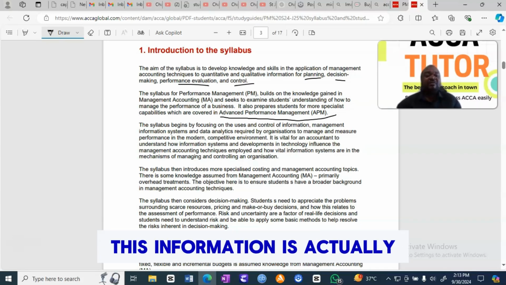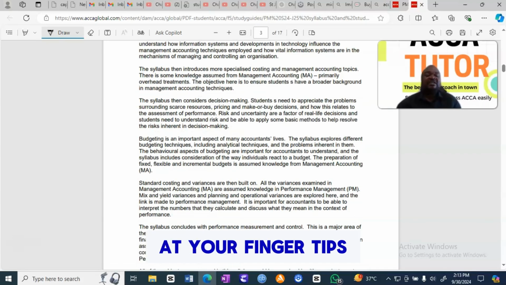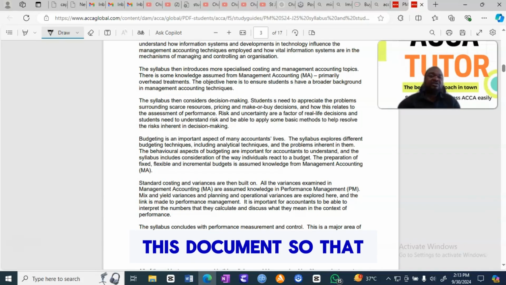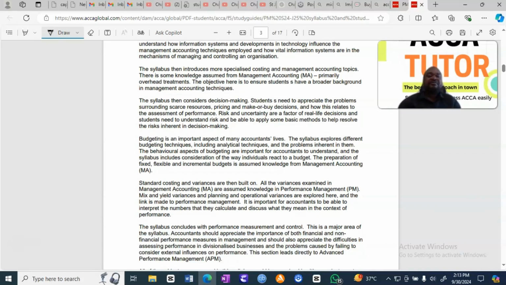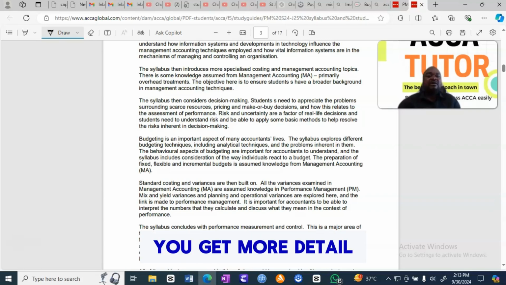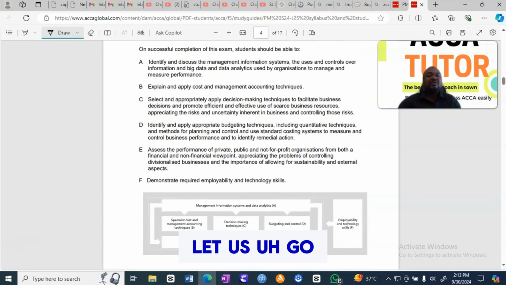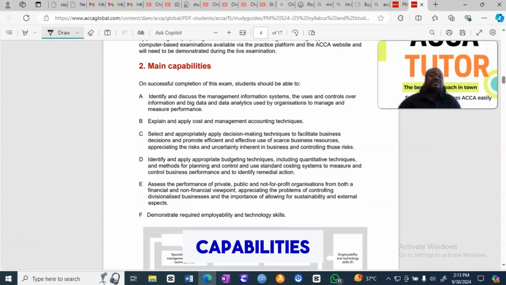Ladies and gentlemen, this information is actually at your fingertips. You just have to download this document so that you get more detail. Now, without wasting much of your time, let us go to the main capabilities.